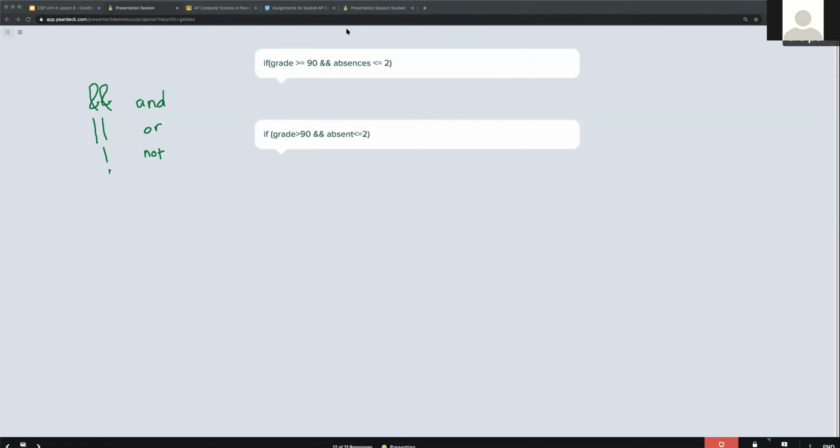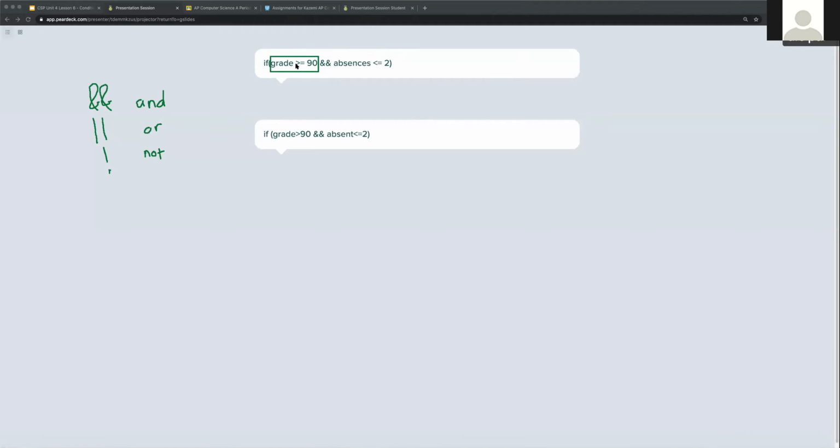And so this part right here that this student put, this says that your grade needs to be greater than or equal to 90. And let's say that, yeah, you're using whole numbers for the 90%. That's totally fine. That works. And then you would use logical and to link that with the other condition. So absences has to be less than or equal to 2. So that's the same thing as saying no more than 2.